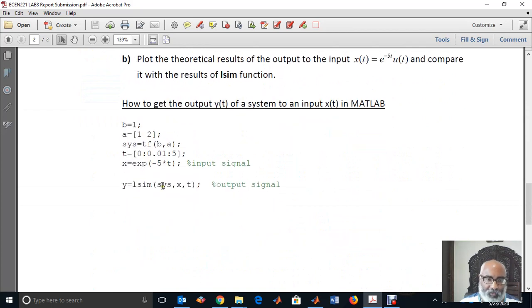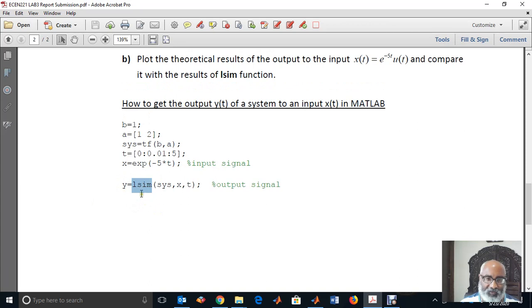How do you do the simulation? Here b is equal to 1. Again, a is 1, 2. System transfer function b comma a. This is the time vector. This is x, e to the power of 5t. Then you will call the function called LSIM, linear simulation. That means simulation of linear systems. And then the output will be in the y vector.